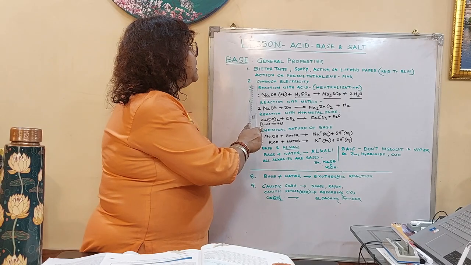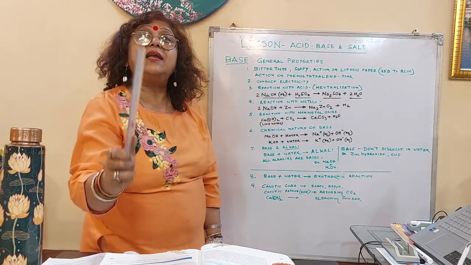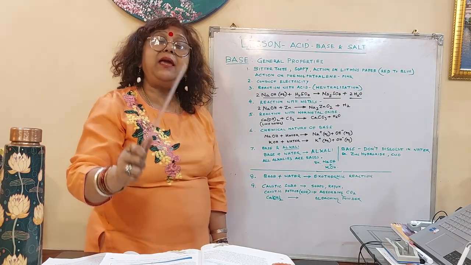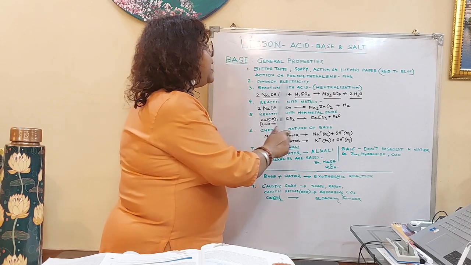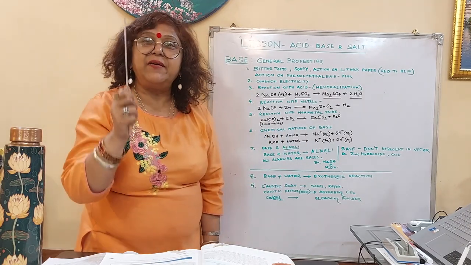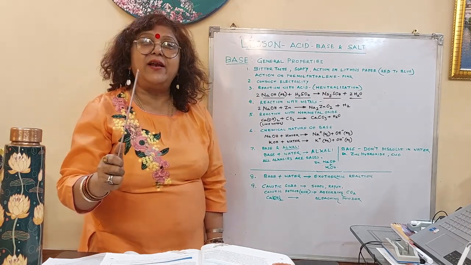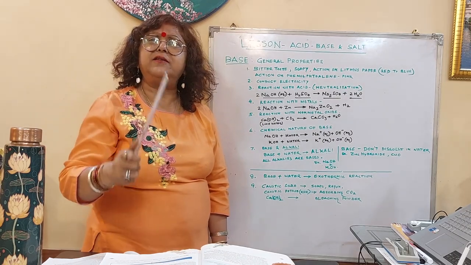Now, conduct electricity. Bases conduct electricity. Why? Because they break into ions. Which ions, you will see now. The reaction with acids is very important. In 7th standard, what was it called? Neutralization. These are the general properties of base.